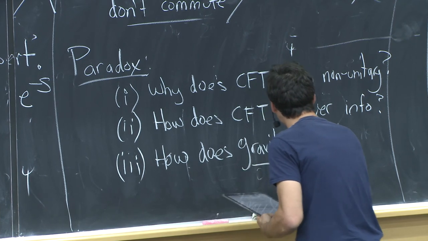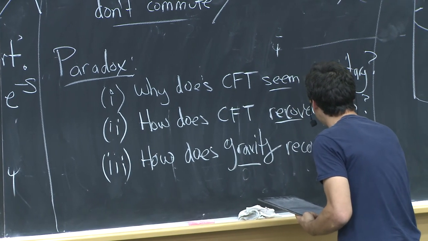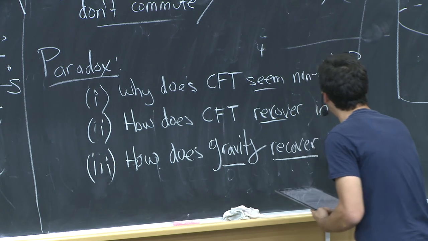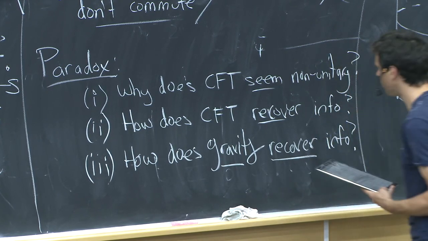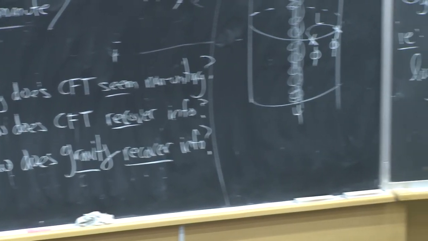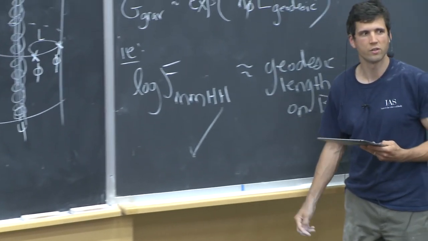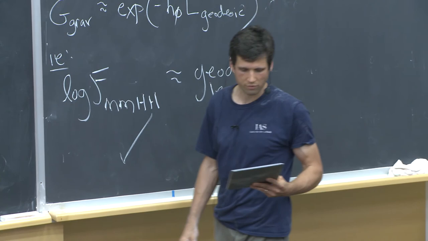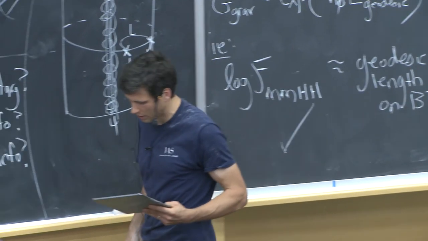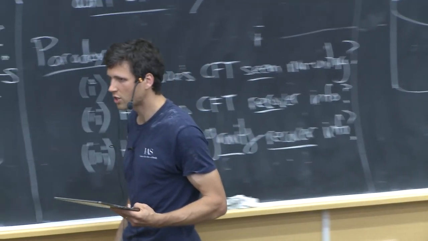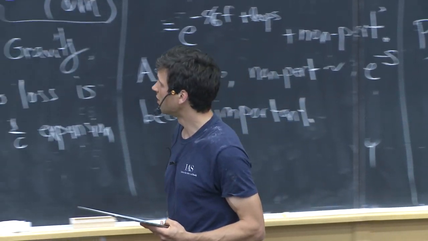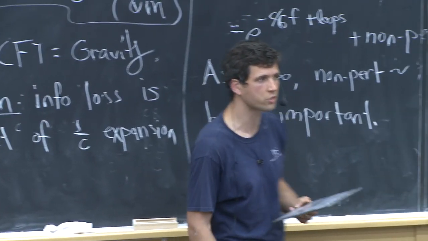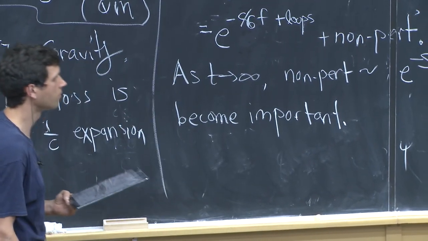You have to solve it in gravity. And you have to answer the question of how does gravity recover the information? If we end up with an answer that's purely defined in conformal field theory, then I don't think we should be satisfied. We need a gravity calculation, or some modification of a gravity calculation, that gives us that e to the minus S, or tells us where that e to the minus S is hiding.